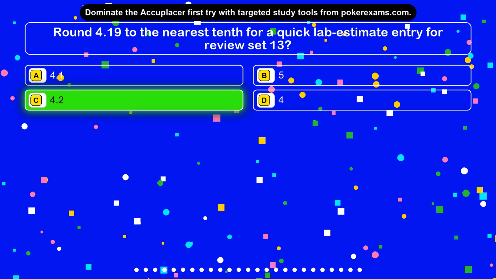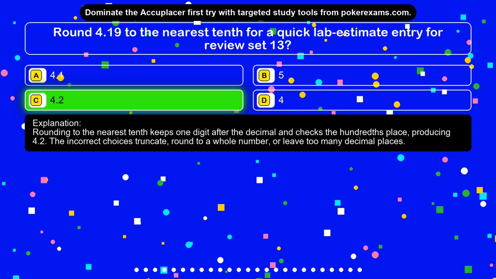The correct answer is option C, 4.2. Rounding to the nearest tenth keeps one digit after the decimal and checks the hundredths place, producing 4.2. The incorrect choices truncate, round to a whole number, or leave too many decimal places.